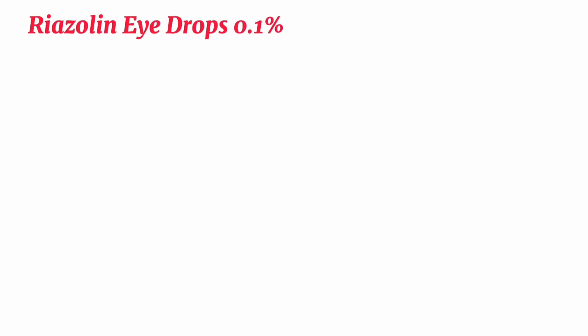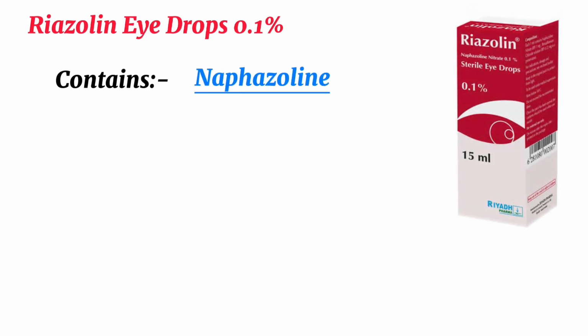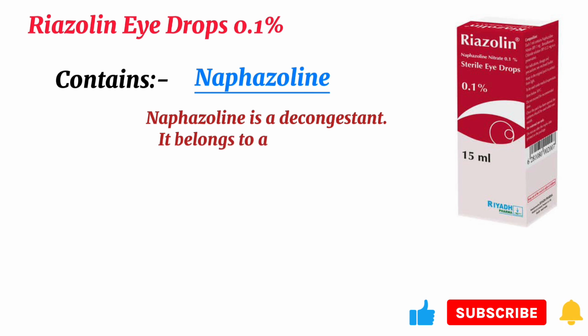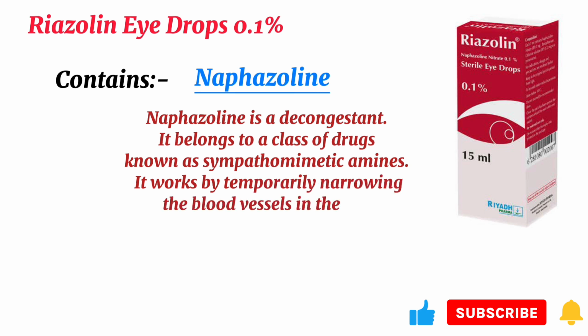Riazolin Eye Drops 0.1%. Contains naphazoline. Naphazoline is a decongestant. It belongs to a class of drugs known as sympathomimetic amines. It works by temporarily narrowing the blood vessels in the eye.